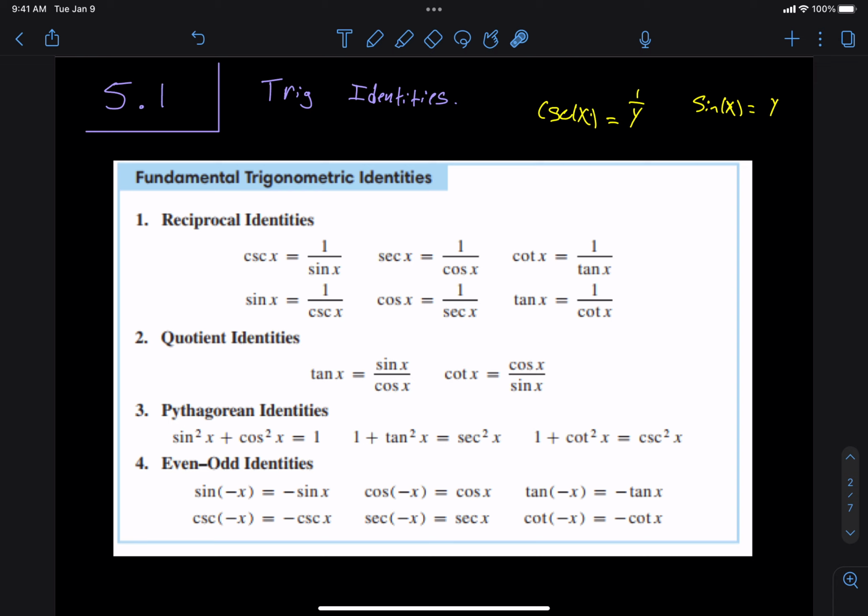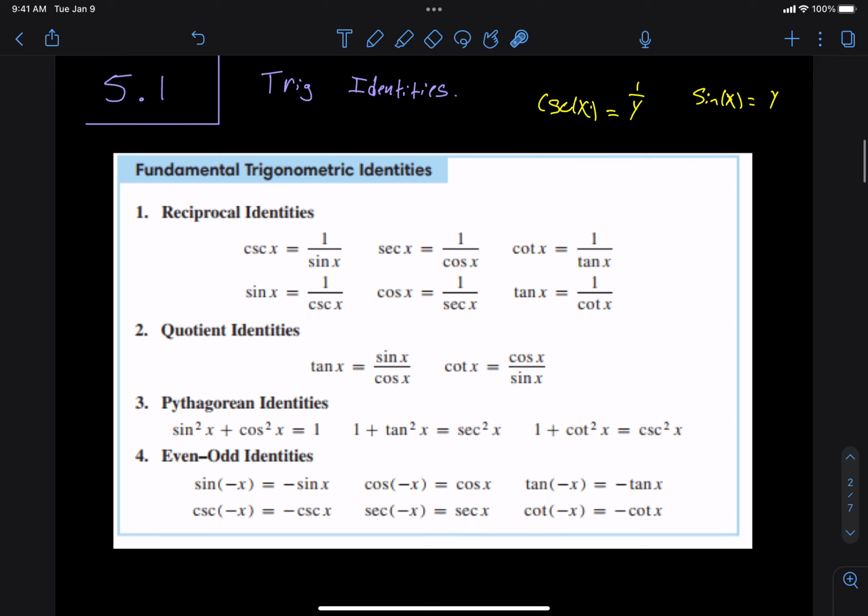Okay, well, it's kind of hard to see just looking at them why they should be true. But I promise you that if you draw a unit circle and some triangles and you have a good grasp of geometry, you'll be able to see why each one of these should be true. Or for the even and odd identities, if you draw the graphs, you'll be able to see why they should be true.